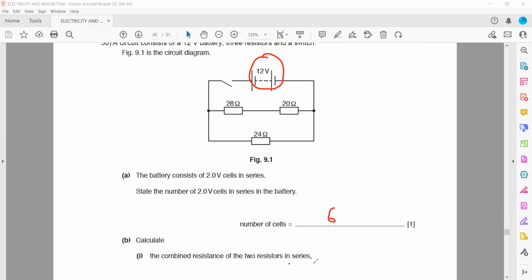The combined resistance of 2 resistors in series. So one is 28, another one is 20. So the combined resistance is the sum in series. So that is equal to 48 ohm.